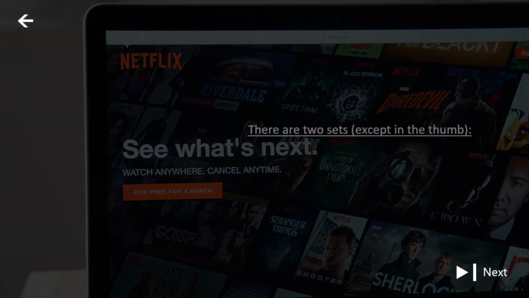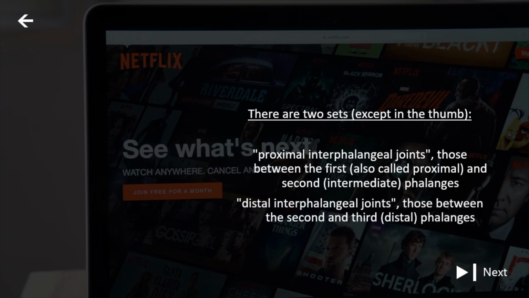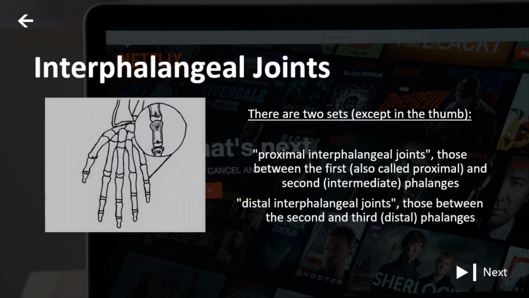So there are two sets of interphalangeal joints. This excludes the interphalangeal joint of the thumb. So we have proximal interphalangeal joints and distal interphalangeal joints. Proximal interphalangeal joints are those between the first and the second phalanges. The first is also known as the proximal, while the second is intermediate. Now, second is the distal interphalangeal joints, those between the second and the third phalanges. The third is also known as the distal.